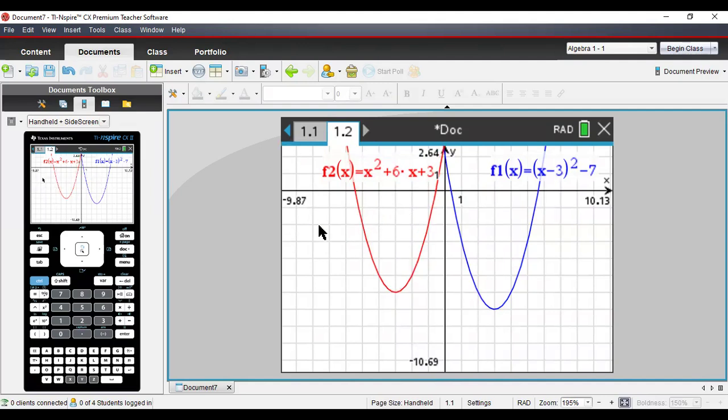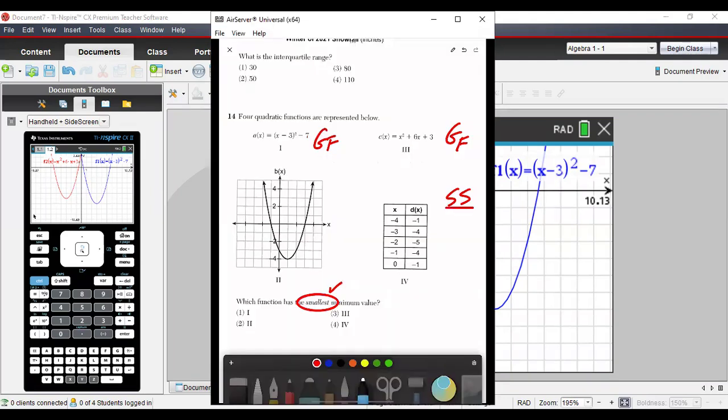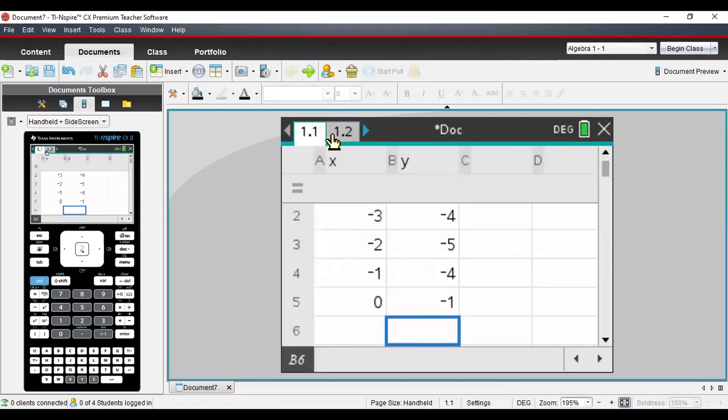Now, I'm going to take that spreadsheet, because this is the key to this problem. I'm going to take that spreadsheet and come up with the function for this, and I'm going to graph that on the same graph with these other two functions. So let me show you how I would do that. Basically, I used the spreadsheet. I entered all of this data.